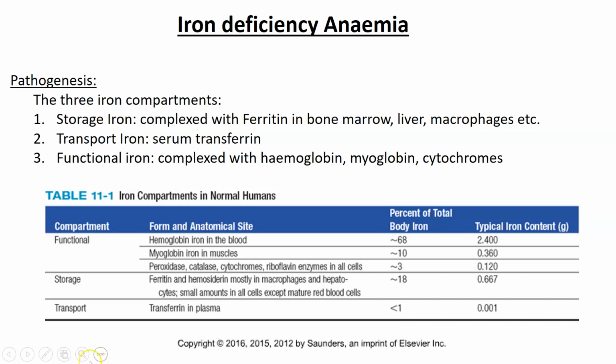The second biggest component is storage in the cells, not so much red blood cells, but in other cells. So iron stored in complex with ferritin inside cells, and then the least populous of iron storage is the transport iron, that iron that's complexed with transferrin. So these are the three main compartments where you would find most of the iron.